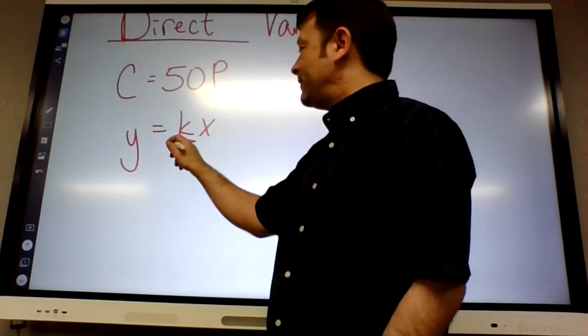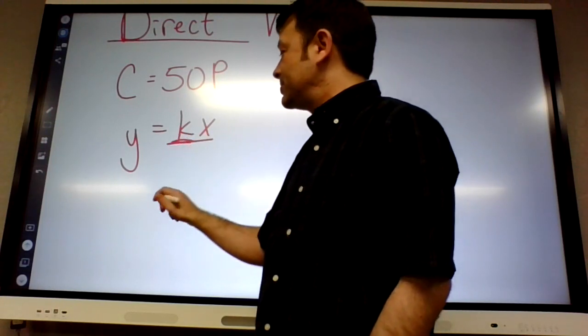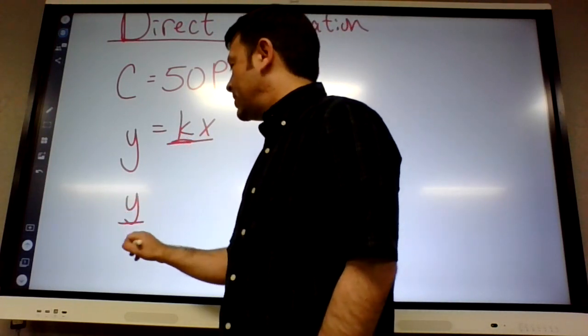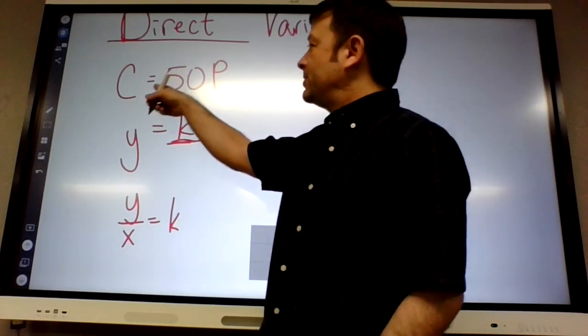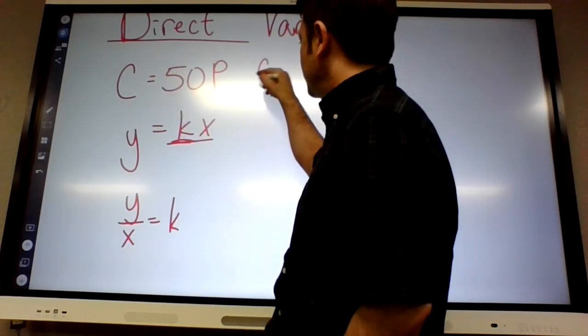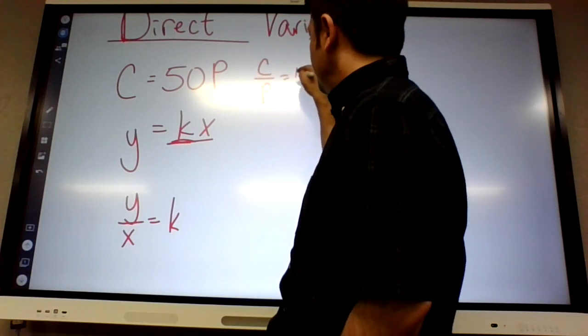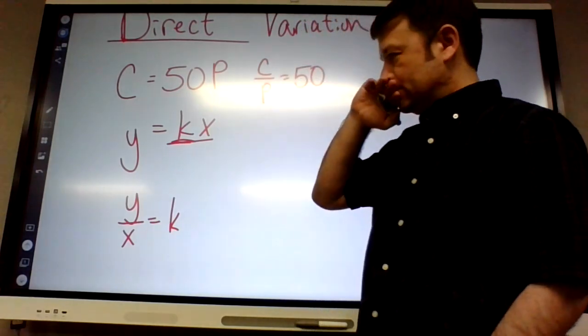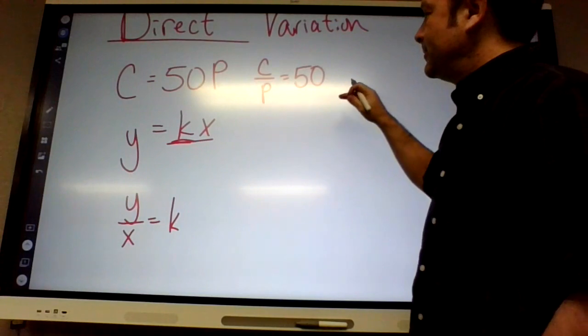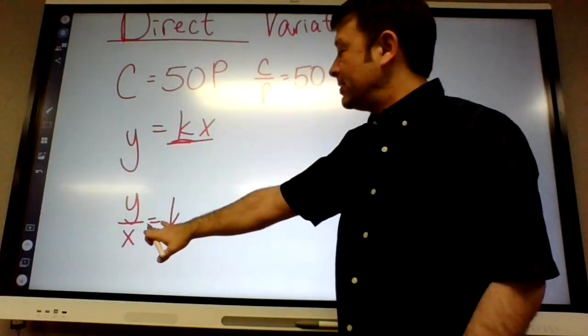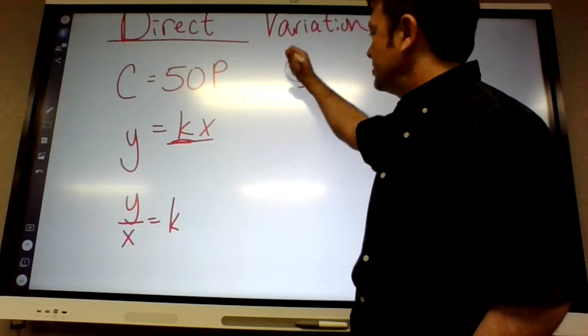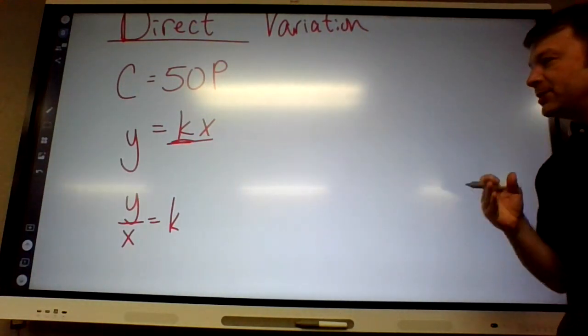For example, if I divided by x on both sides, I would get y over x equals k. Like if I divided this by p, I'd get the cost divided by the price should equal 50 bucks. Anyway, it doesn't always look like this. It could look like that. That's direct variation. One goes up, the other goes up.